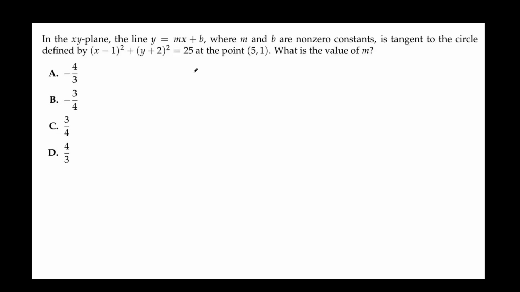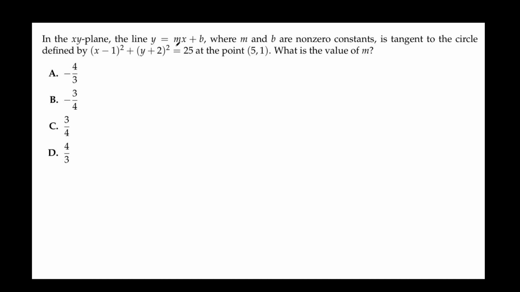All right, it says in the xy plane, the line y equals mx plus b, which looks to be in slope-intercept form, where m and b are non-zero constants, is tangent to the circle defined by this equation here: (x minus 1) squared plus (y plus 2) squared equals 25 at the point (5, 1). What is the value of m?